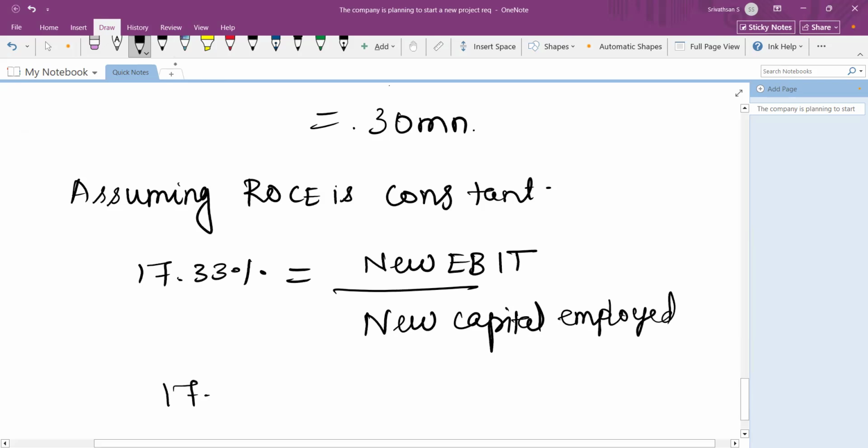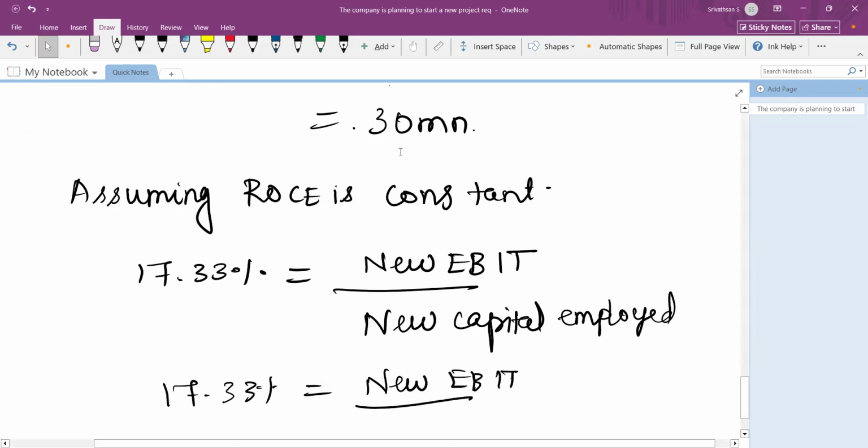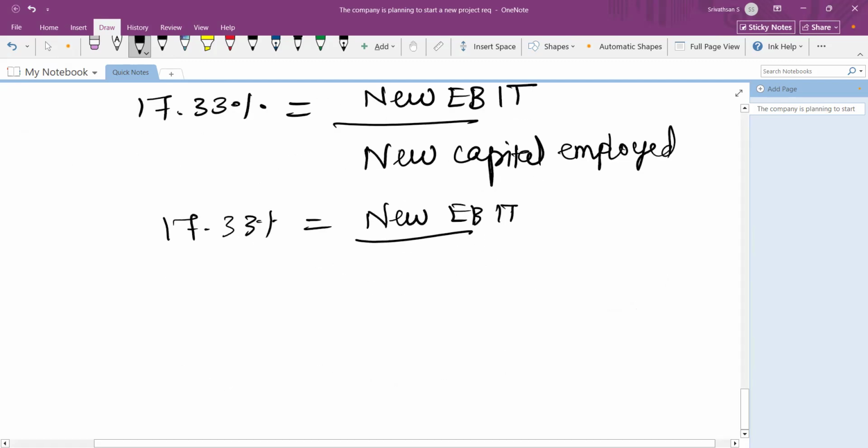So 17.33 percentage is equal to new EBIT, which we don't know, so we have to calculate it. New EBIT divided by the new capital employed. The existing capital employed is 30 million. On top of that, we are introducing another 40 lakh, which is nothing but 4 million. So the new capital employed will be 30 million plus 4 million.